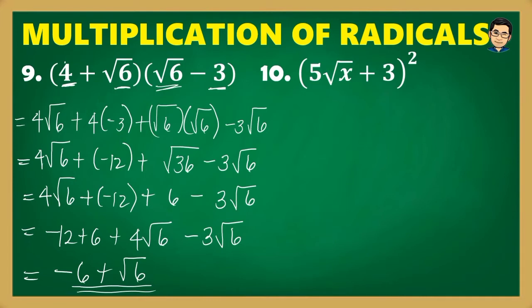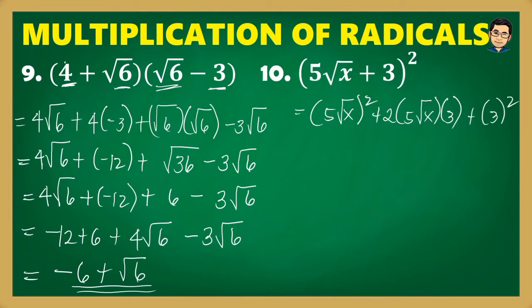Next, for number 10, so para siyang binomial na i-square natin. So, square the first term. So, magiging ganito siya. 5 square root of x, and then quantity squared, plus twice the product of the first and last term. So, magiging 2 times 5 square root of x times 3. And then, we square the last term. 3 squared.